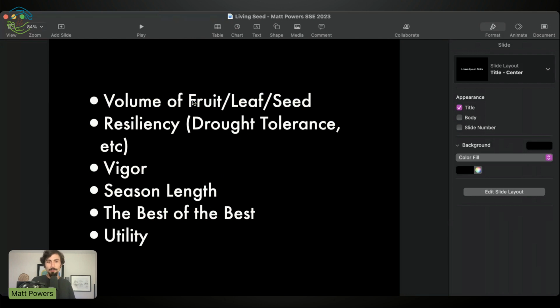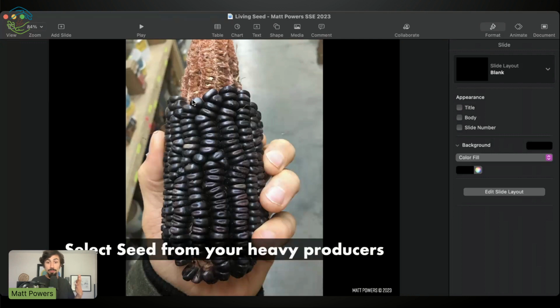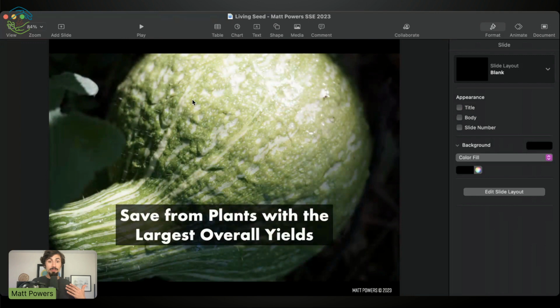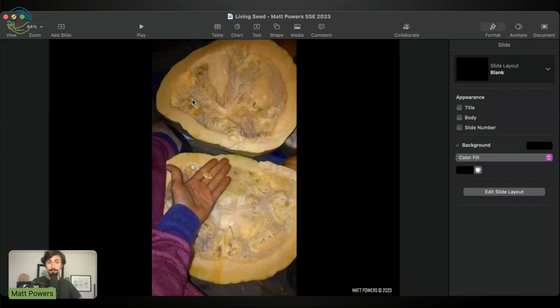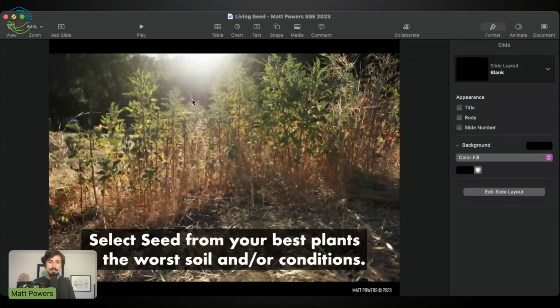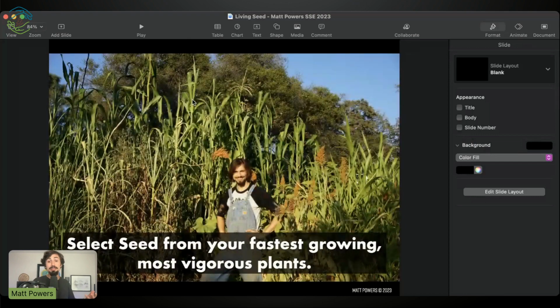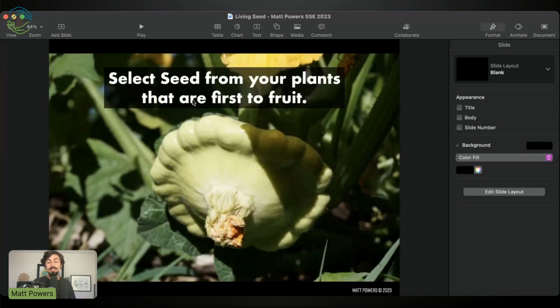And is it useful? Is this something that you really want to scale up and focus on? And then you want to select seeds from those heavy producers. You want to save plants with the largest overall yields. They're going to bring you the most pounds per square foot of food, right? You're going to select seeds from your best plants in the worst soil and or conditions. You're going to select seed from your fastest growing, most vigorous plants. You're going to select seed from your plants that are first to fruit.